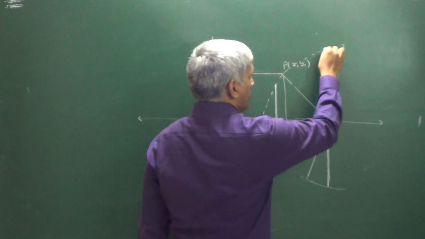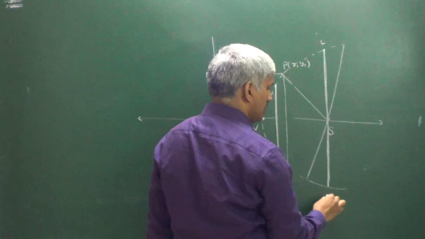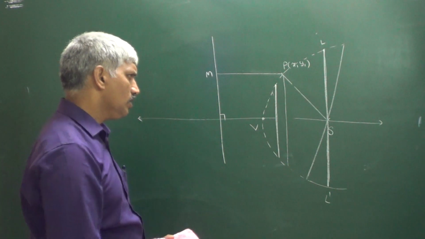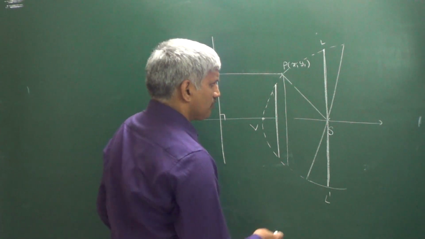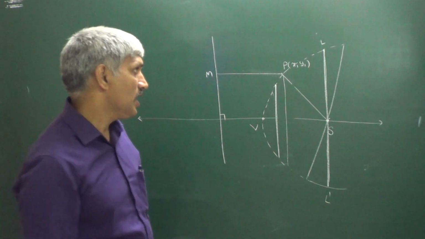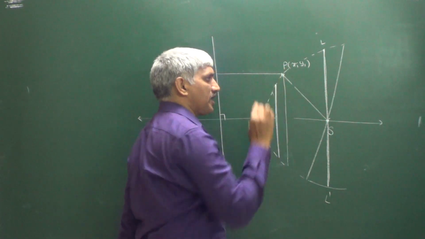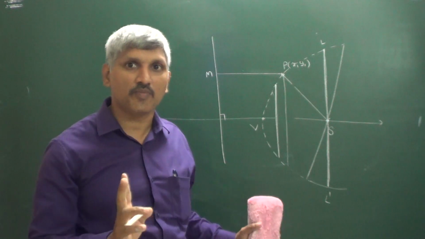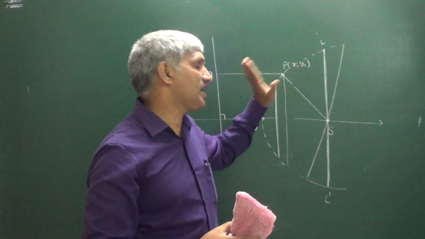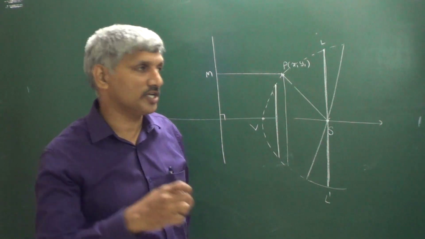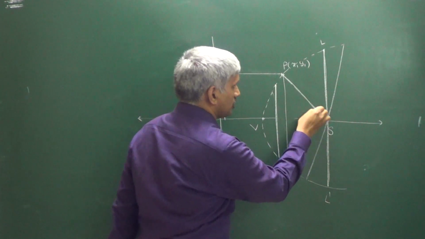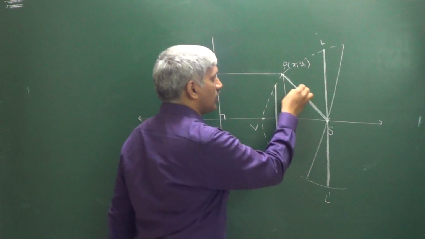Now let us say one end of the latus rectum is L, the other end of the latus rectum is L dash. At the same time, this is a point we are calling the fixed point, and P(x1, y1) is any point on the conic. Maybe it is a parabola, maybe hyperbola, maybe ellipse. P(x1, y1) is a point on the conic. Now the distance between the point P(x1, y1) and focus is called the focal distance.